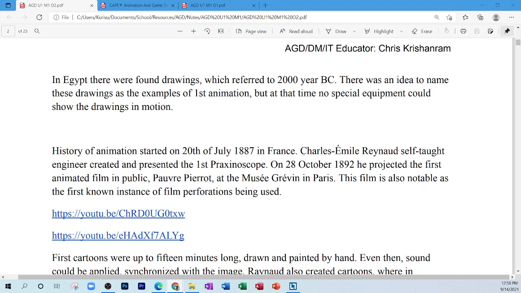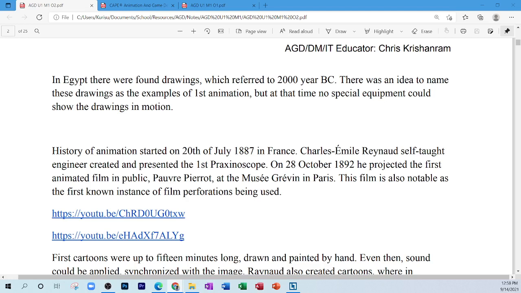Charles Emile Reynaud, a self-taught engineer, created and presented the first praxinoscope on the 28th of October 1892. He projected the first animated film in public, Pauvre Pierrot, at the Musée Grévin in Paris. This film is also notable as the first known instance of film perforations being used. Right, and that basically covers what I would have just said.